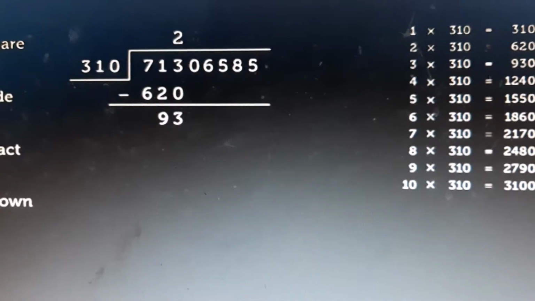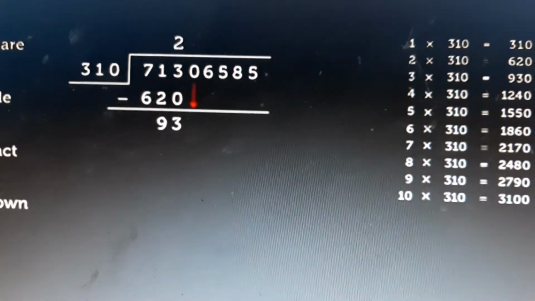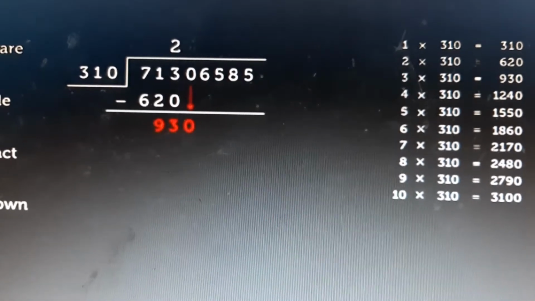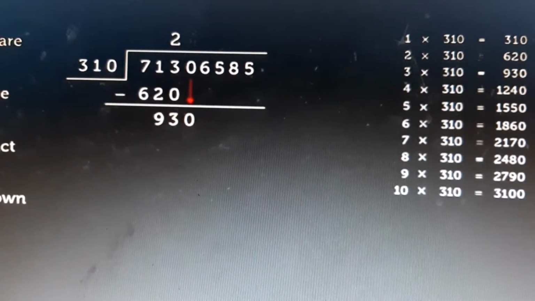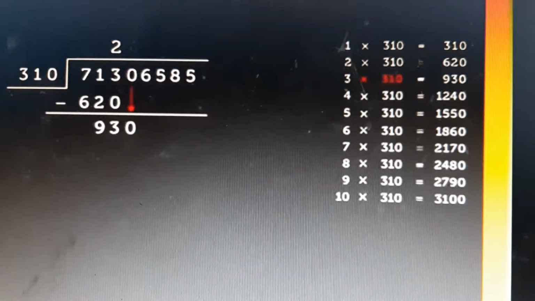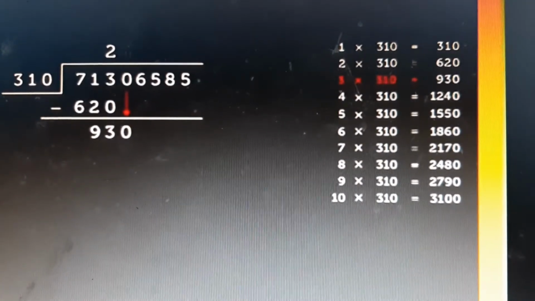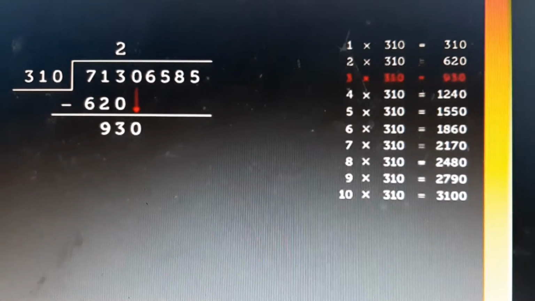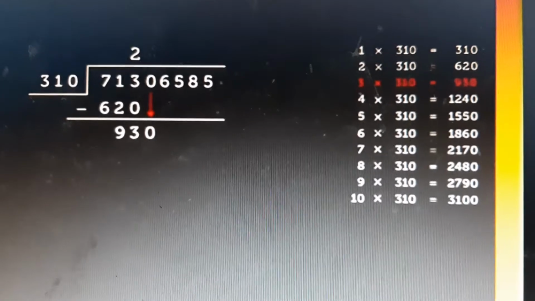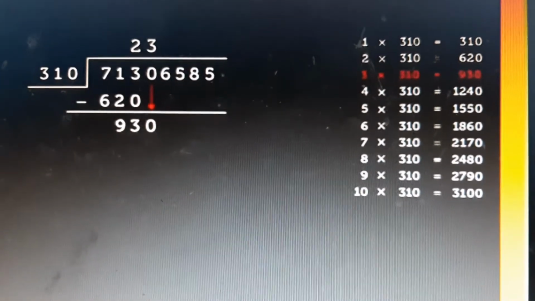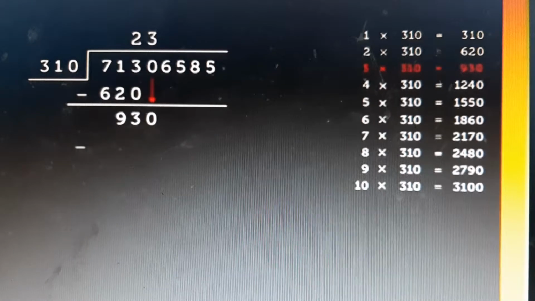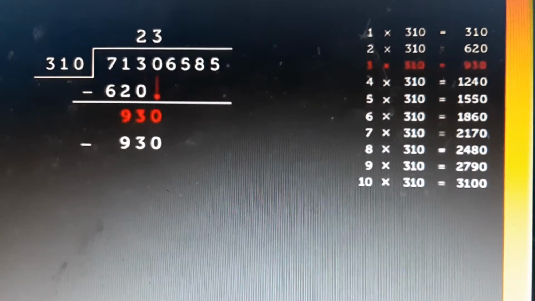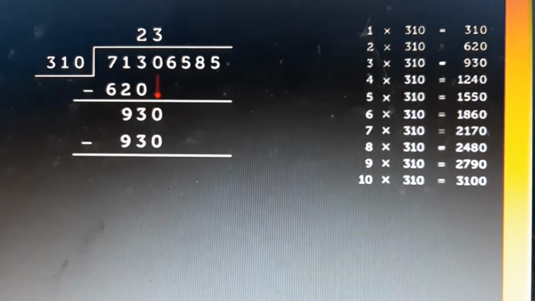93. Now what do we do? We take down the next number. What is the next number? 0. So it has become 930 now. Okay. Now what we have to do? We have to select which number will fit. So exactly 930 we are getting here, isn't it? 3 times. 310 3 times is 930. So in the quotient we will add a 3. And down here 930. Now again, you have to subtract: 930 minus 930 is 0.